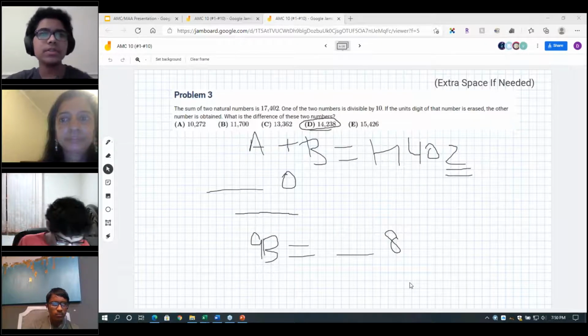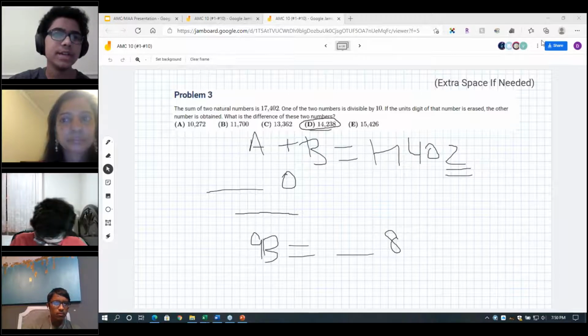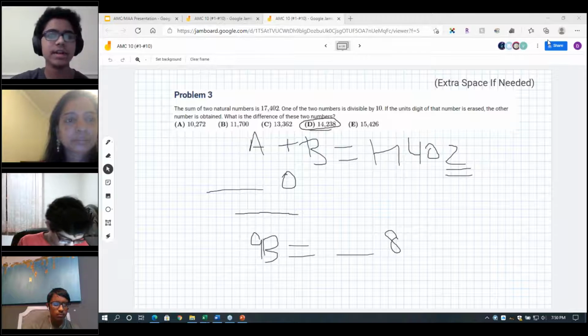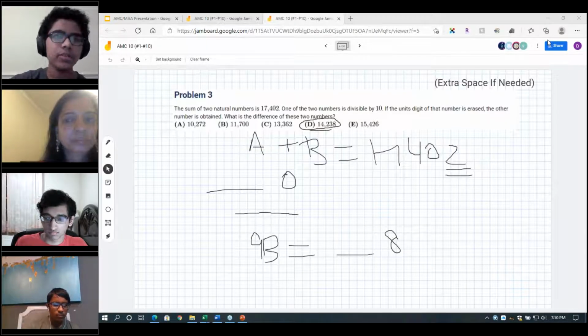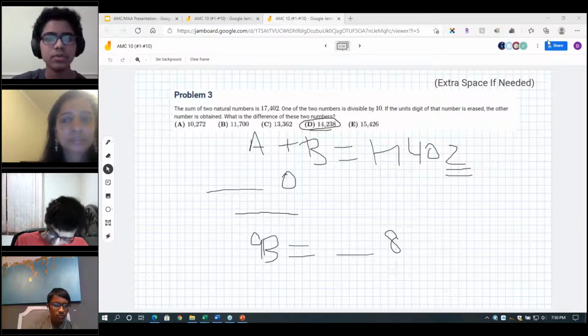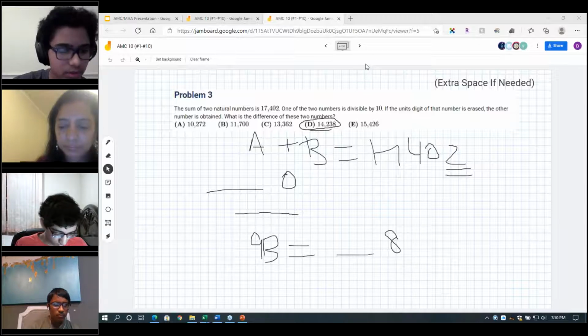So for this, I think if you just know that it's divisible by 10, you could immediately say that it ends in a 0. And since you're erasing that 0 to get the second number, you're just dividing it by 10. So you could immediately calculate A equals 10B, and you would get 11B equals the sum. You don't really need to do anything too complicated here. Just use the information that's given to you. I hope that answers your question.